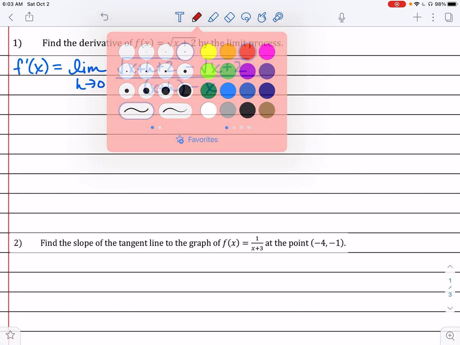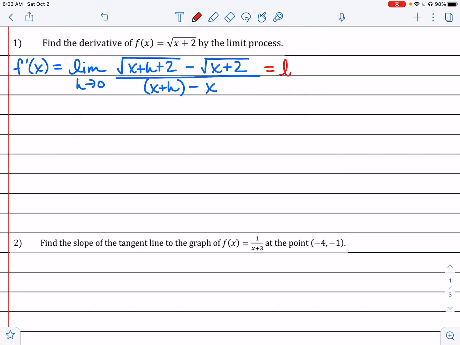And that's why when you go to simplify, you're really left with the limit as h approaches 0 of the square root of x plus h plus 2 minus the square root of x plus 2 all over h. These two x's, you're subtracting an x from an x. That's why it's over h. That's where that comes from. I'm going to erase this for the sake of space.